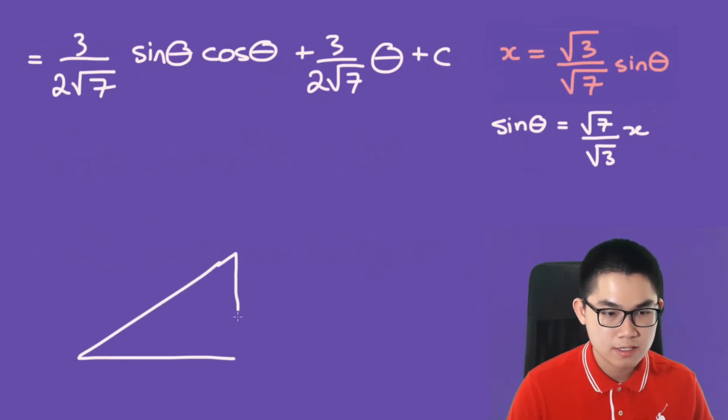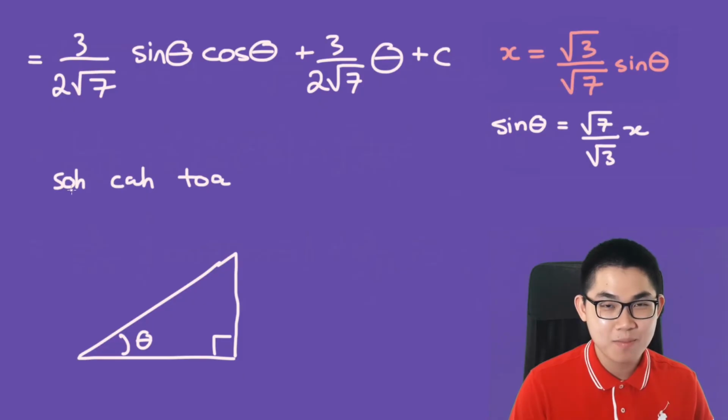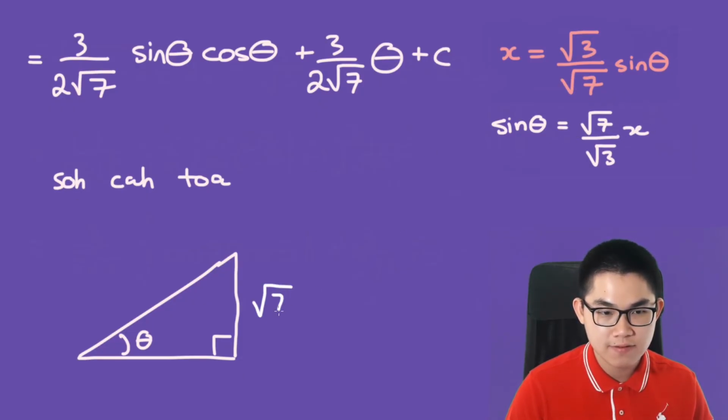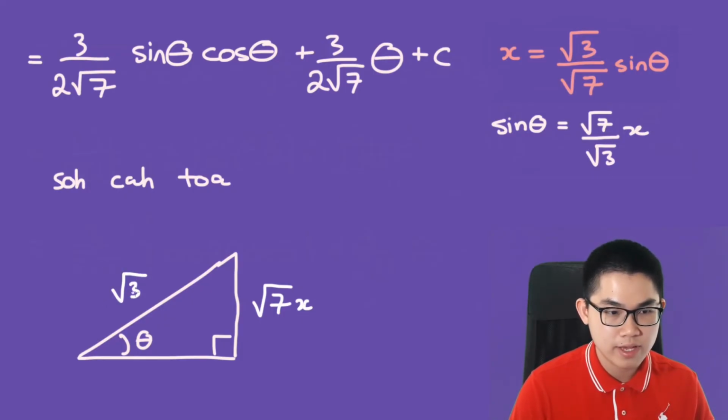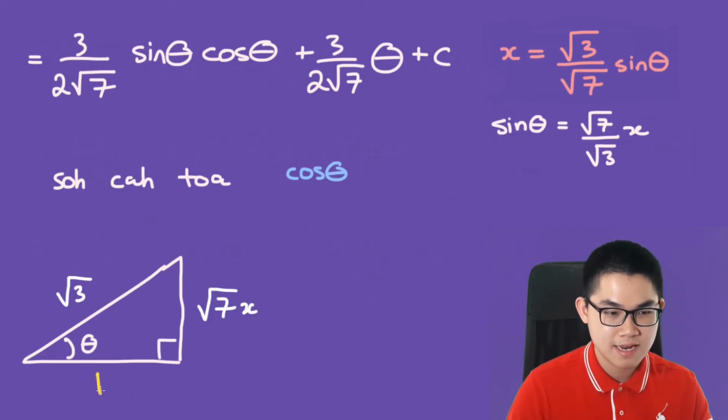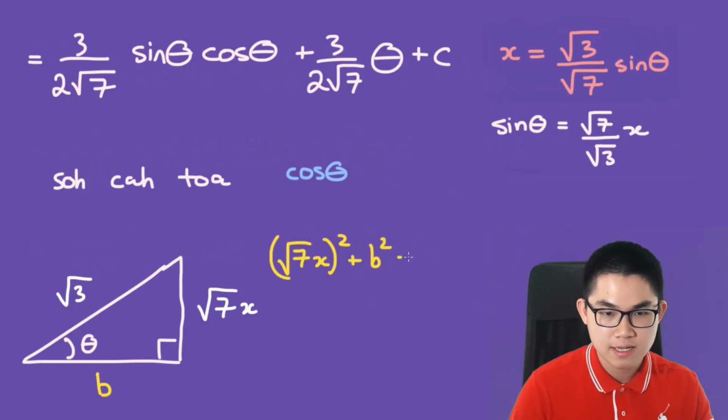So let's draw the triangle. Then sine is opposite over hypotenuse. So the opposite is the square root of 7 times x, and the hypotenuse is the square root of 3. We have sine, so we just need to find cosine. Now cosine is adjacent over hypotenuse, so we need to find adjacent first. Let's call this b. So the square root of 7x to the power of 2 plus b squared is the square root of 3 to the power of 2.